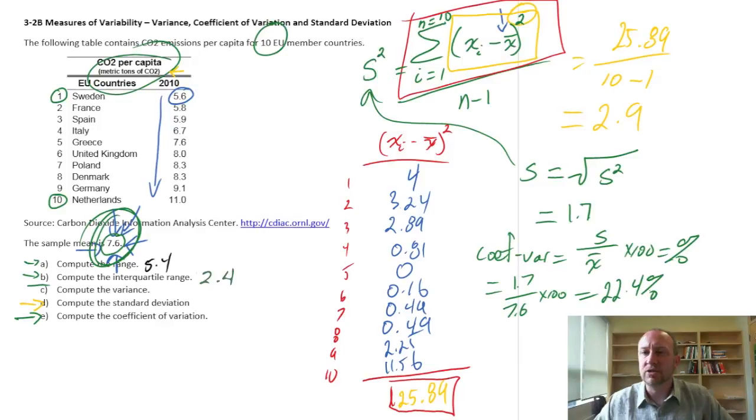So again, useful for comparing across data sets to identify which data set shows the greatest dispersion or the greatest amount of variability. Okay, so that finishes up for 3.2 question B on our measures of variability.